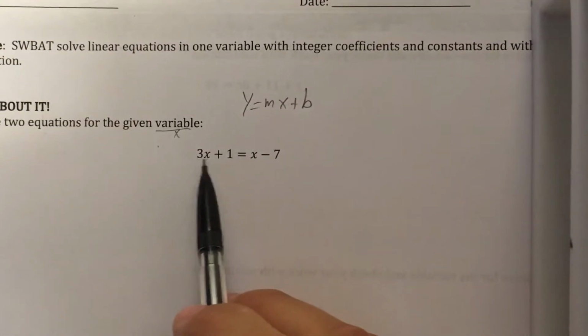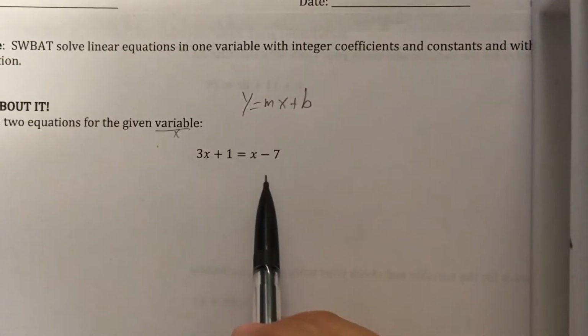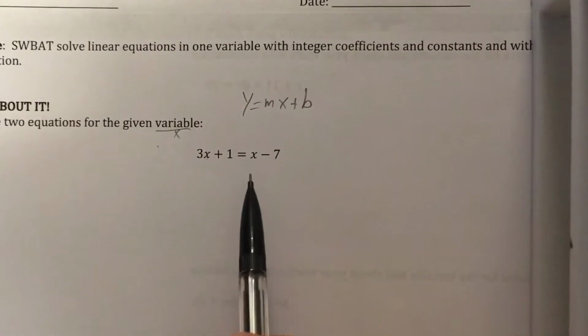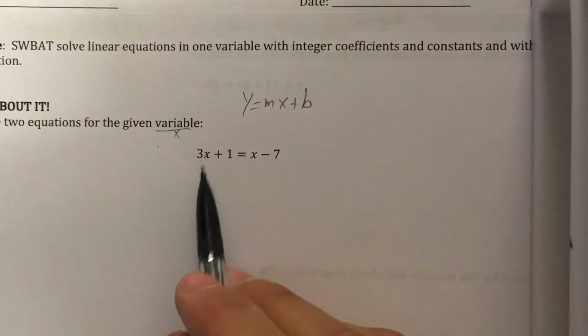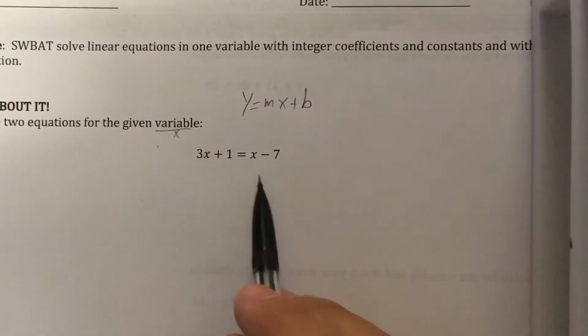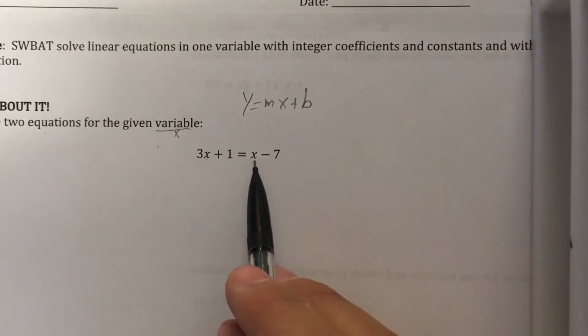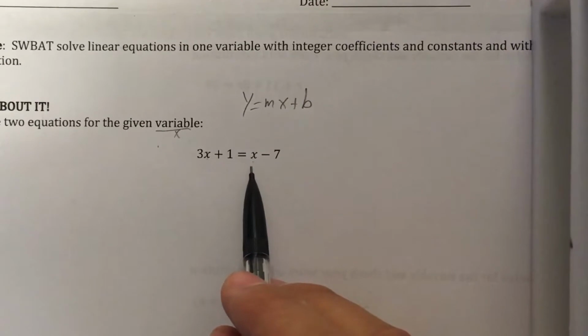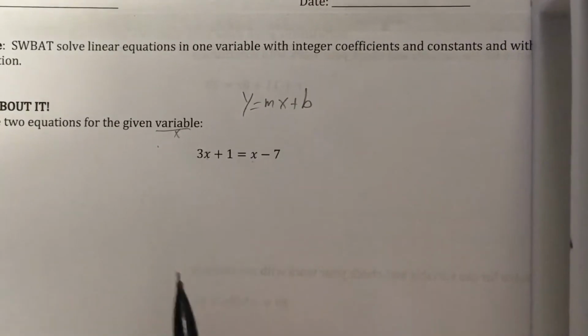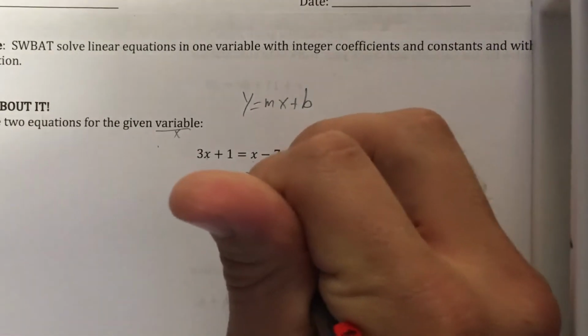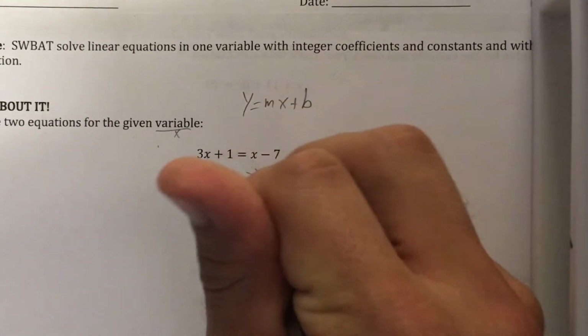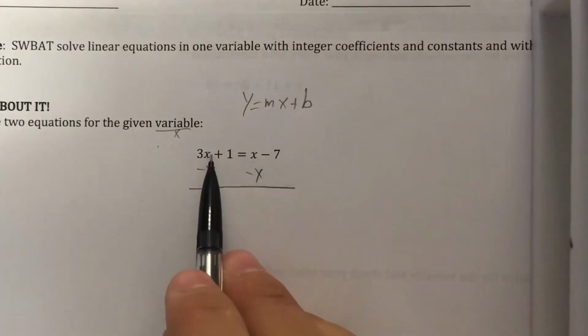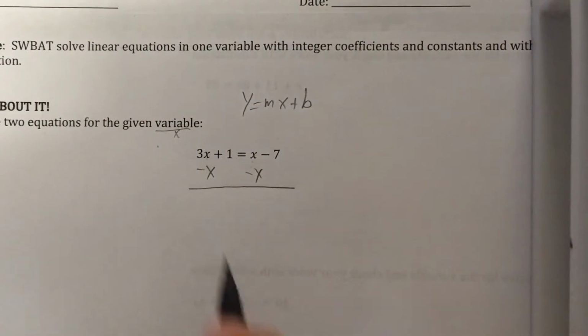Now I see that I have 3x on the left and x on the right. Now to get rid of this 3x, I would have to subtract 3x from both sides. Or my other option, I can subtract 1x from both sides. Now, either one is fine. In this case, I'm going to subtract x from both sides because x is less than 3x, so I'm going to get a positive value over here.